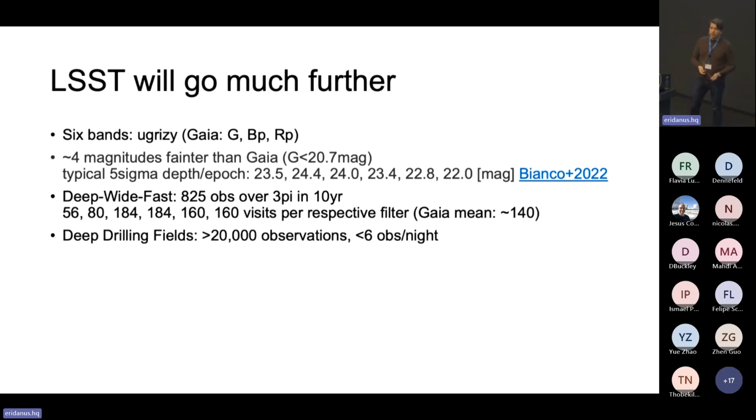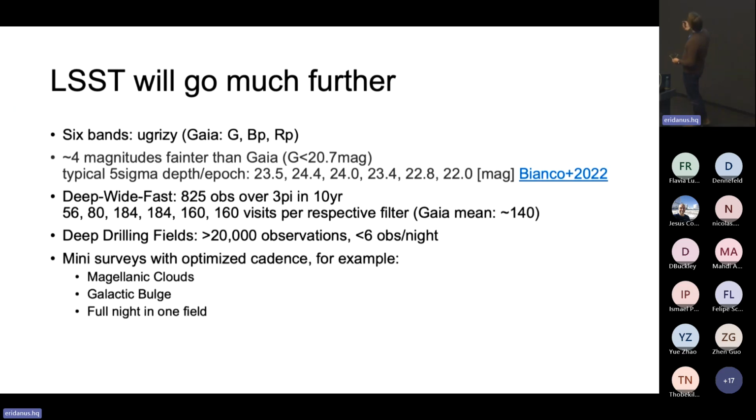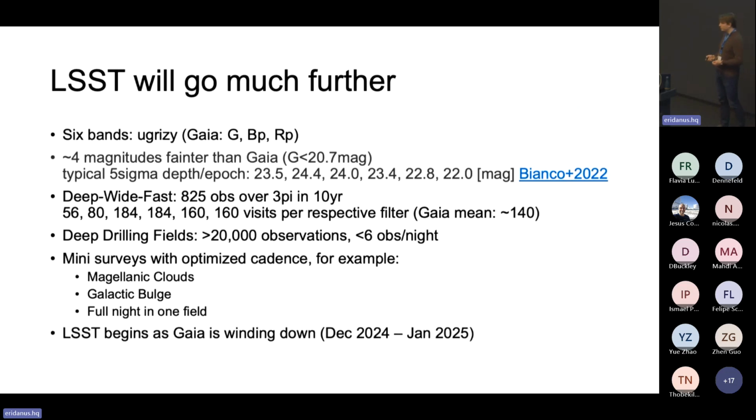Then in the deep drilling fields, there will be about 20,000 observations, meaning many, many more per night. And this is, of course, fantastic for all sorts of short timescale variations. These 2 surveys, deep wide and deep drilling fields, are supported by mini surveys that would target specific regions, such as the Magellanic Clouds, for example, or the Galactic Bulge. And then there was also a proposal to target one specific field for a full long winter night in order to see all sorts of stellar timescales in that domain.